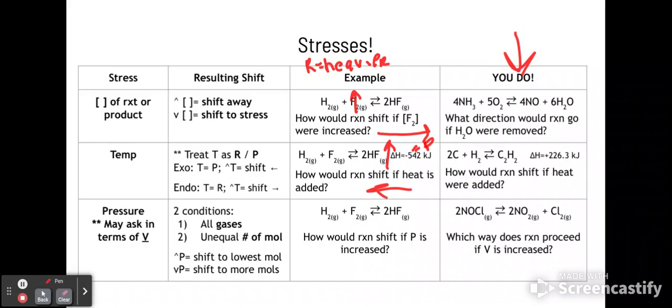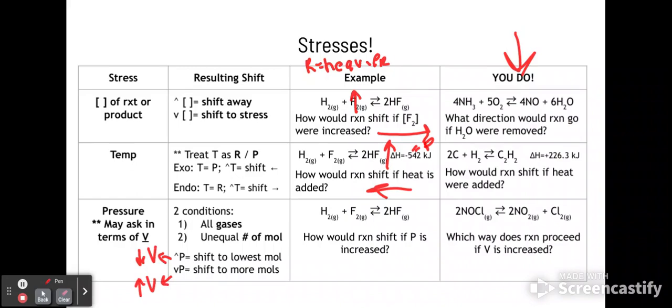So if we increase pressure, you're putting more force on the system. So you're going to shift to lowest moles. So increasing pressure, remember, is a decrease in volume. So that means you've got less space to move around in. If you've got less space, you're going to want less moles present. So then if you decrease pressure, you're increasing volume, you're giving them more space to move around, which means we're going to shift to more moles.